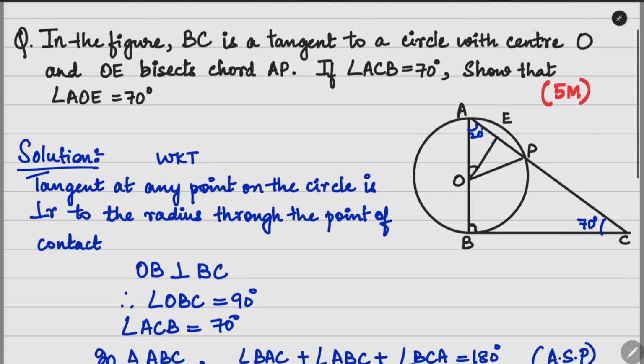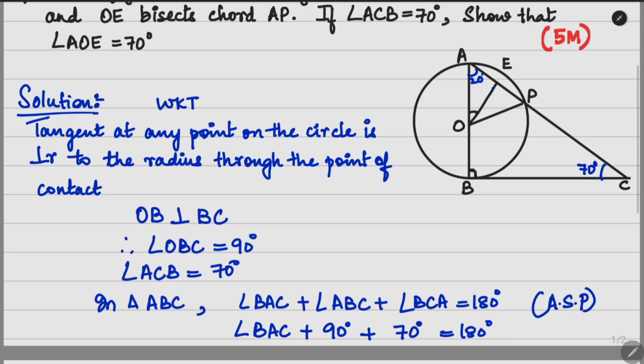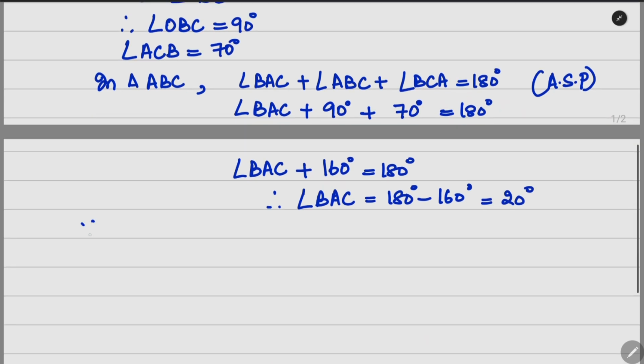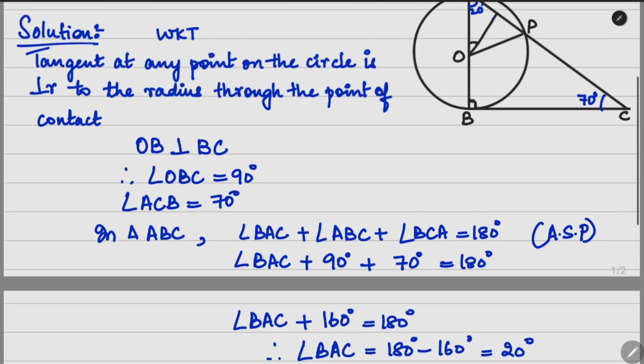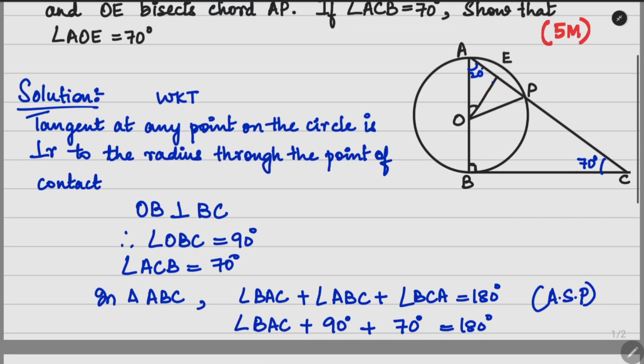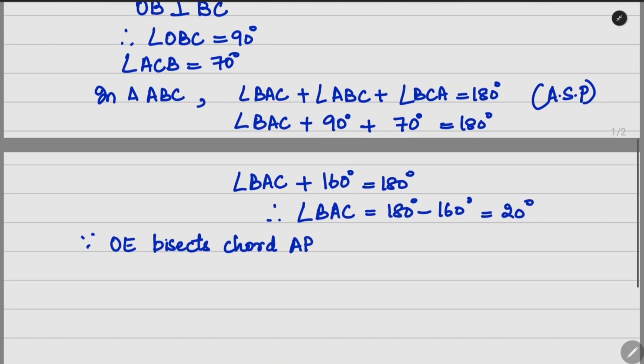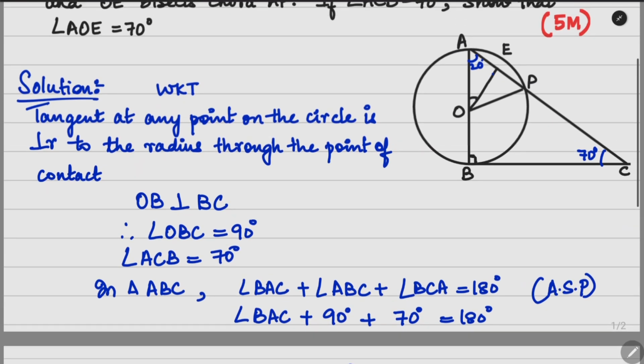The second part is you are given OE bisects the chord AP. Let us write that. Since OE bisects the chord AP, obviously then this angle, that is OEA, is 90 degree. So therefore angle OEA equal to 90 degree. Now look at this particular small triangle AOE.